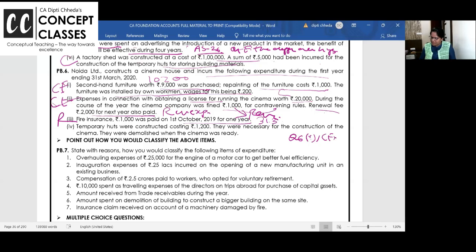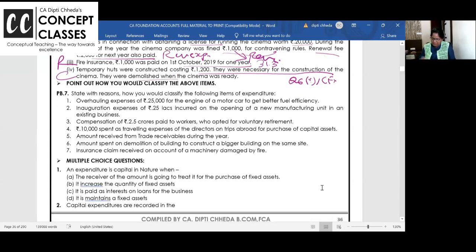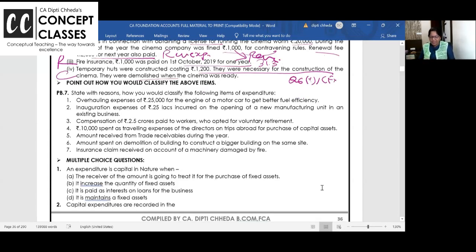Fourth one. Temporary huts were constructed and they were necessary for the construction. That's a capital expenditure. Temporary huts, you need to add this to the cost of the construction of the cinema. So capitalize in the books. I hope this is all clear. They will ask you to say capital or revenue, but write it with reasoning. State with reason.